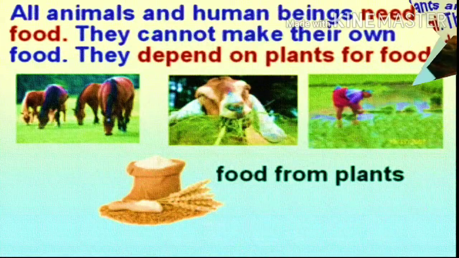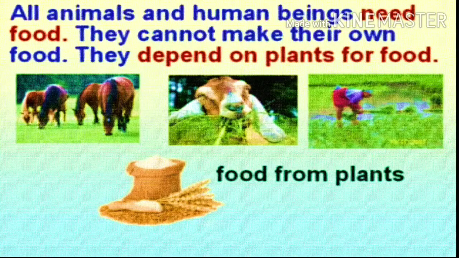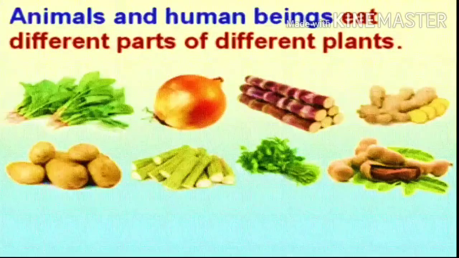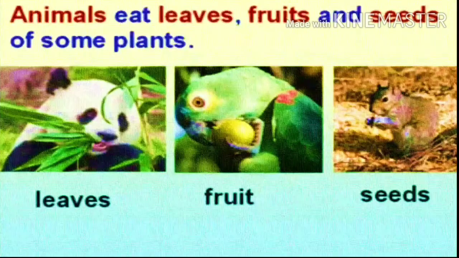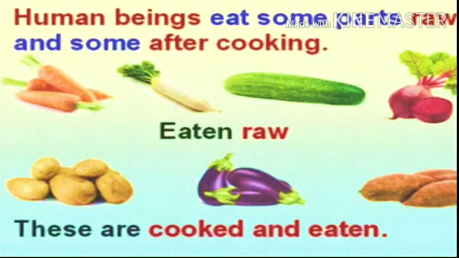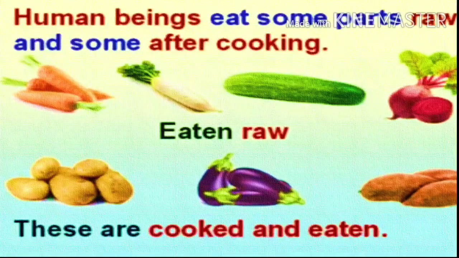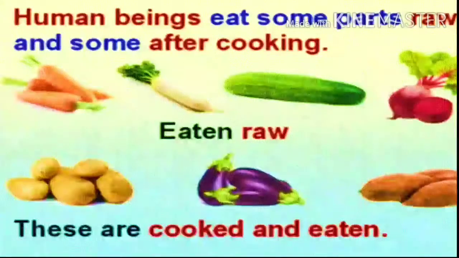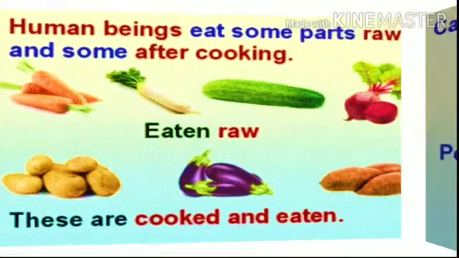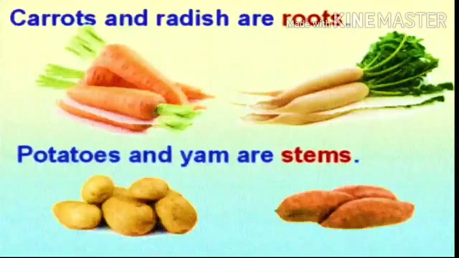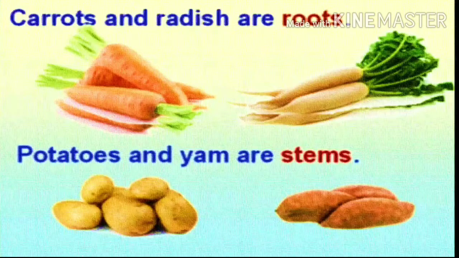All animals and human beings need food. They cannot make their own food. They depend on plants for food. Animals and human beings eat different parts of different plants. Animals eat leaves, fruits, and seeds of some plants. Human beings eat some parts raw and some after cooking. Carrots and radish are roots and the potatoes and yam are stems.